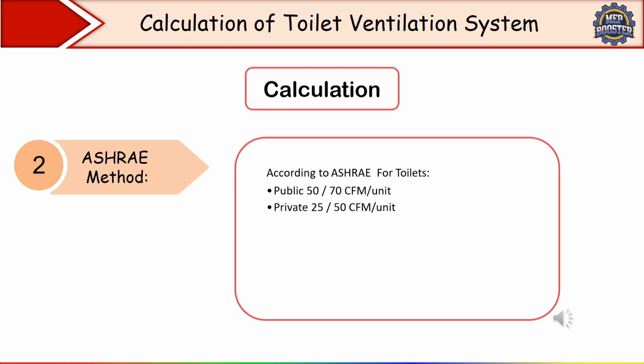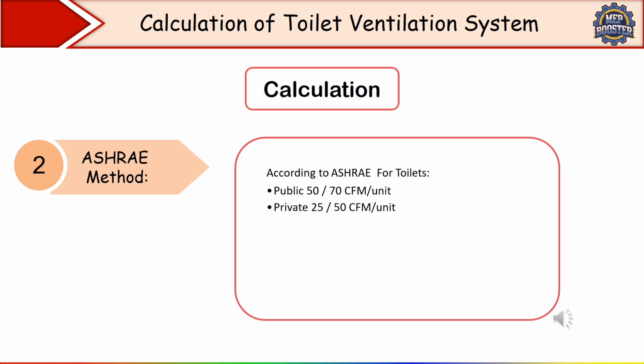If your fan is running continuously, then you have to exhaust 25 cfm, and if your fan is not running continuously, then you have to take 50 cfm for each toilet. Okay, remember.